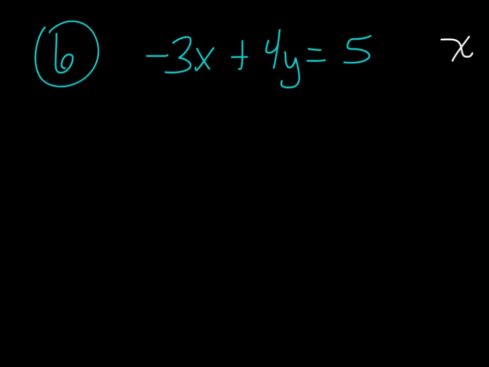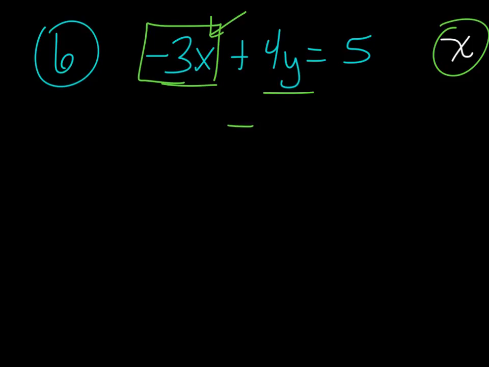Now, number 6 is a little different. We're going to solve for x. So notice there are 2 terms. I want to get this term by itself because it has the x that I'm looking for. So how do I get rid of the 4y? Well, 4y is being added, so I'm simply, let me get rid of this so it doesn't look like a division, going to subtract the 4y on both sides.